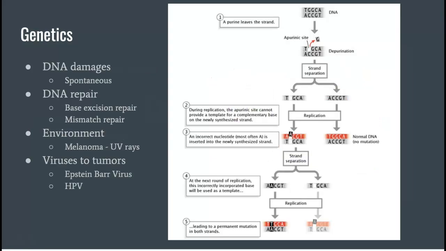So DNA damages can be spontaneous, and there's two major forms: deamination, which is of the adenine, cytosine, and guanine, and depurination, which is the loss of the purine bases resulting from a cleavage of the bond between the purine bases and deoxyribose. Then there's DNA repair, which can include base excision repair and mismatch repair. There are environmental factors that can influence these damages.